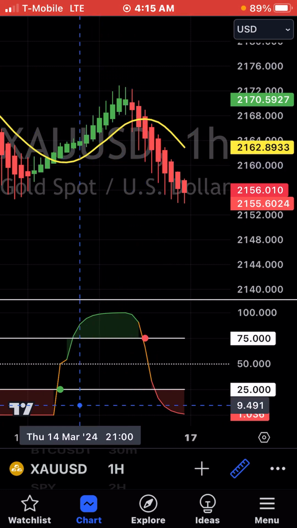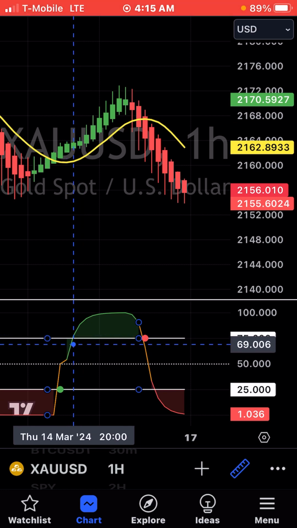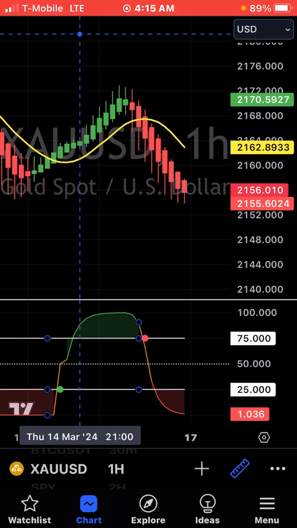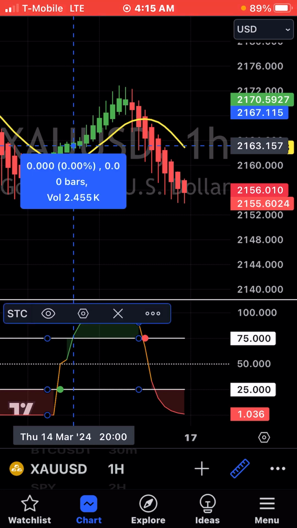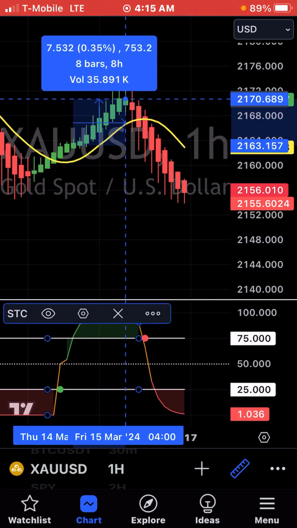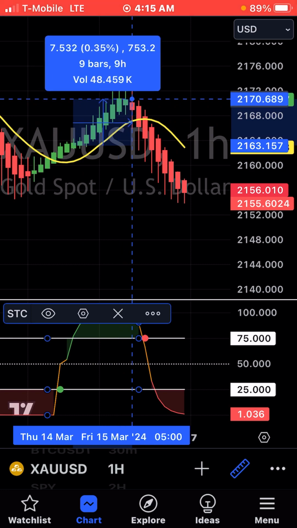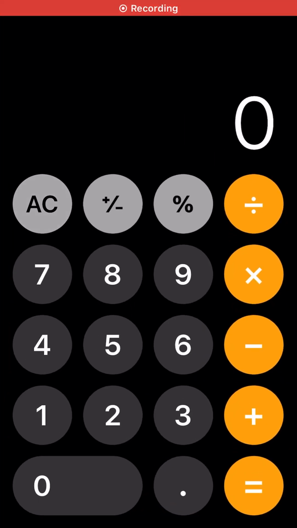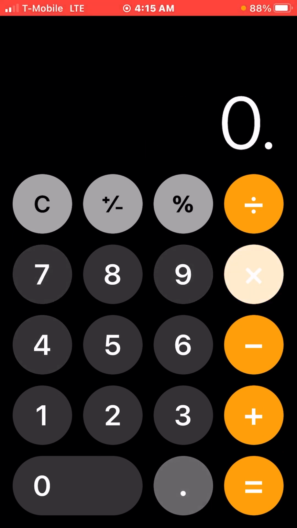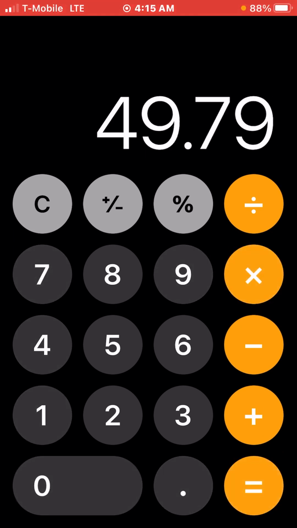So if we look at the STC right here, we see that it's crossing up. So you would have gotten in at this point right about here. This is when you would have entered. Right here, enter your buy order and you just ride it out. You can get out here if you want, or you can get out when it starts touching the linear line right about here. This is a 4,979 pip move. So if you did this at 1 cent, you would have made $49.